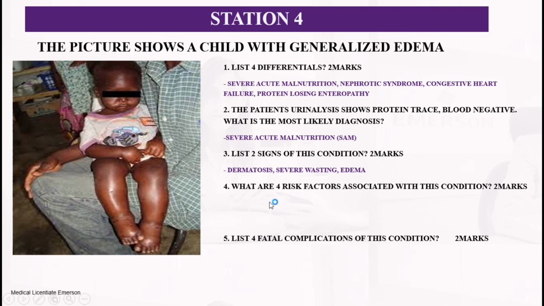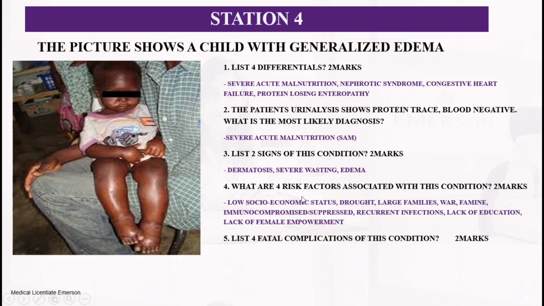Then risk factors associated with this condition. Here it makes sense because we are going to give risk factors for SAM, which are low socioeconomic status, drought, large families, or famine, immunocompromised or immunosuppressed, recurrent infections, lack of education, lack of female empowerment. Then list four fatal complications. In your management of SAM, the first 5 are your fatal complications. So we have hypoglycemia, hypothermia, dehydration, infections, electrolyte imbalance.